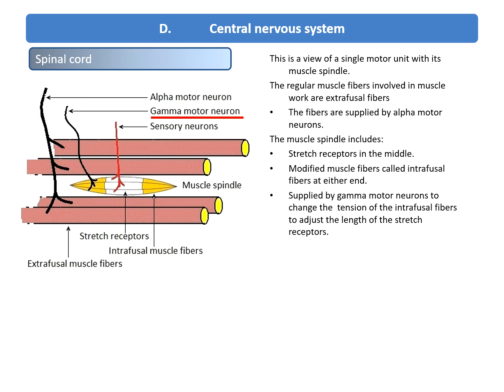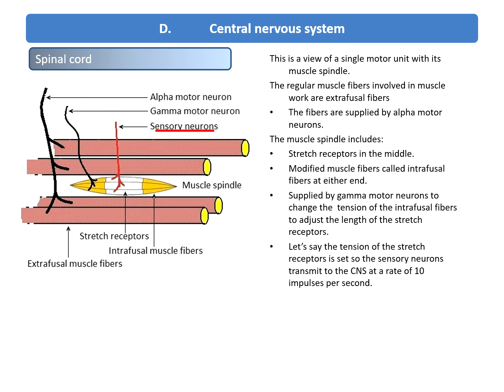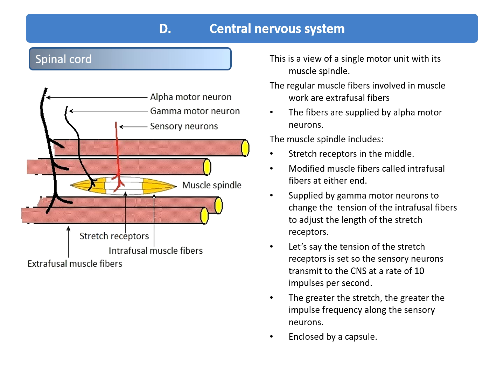The spindle is supplied by another motor neuron called a gamma motor neuron. This changes the tension of the intrafusal fibers to adjust the length of the stretch receptors. Let's say the tension of the stretch receptors is set so the sensory neurons transmit to the central nervous system at a rate of 10 impulses per second. The greater the stretch, the greater the impulse frequency along the sensory neurons. The whole muscle spindle is enclosed by a capsule.